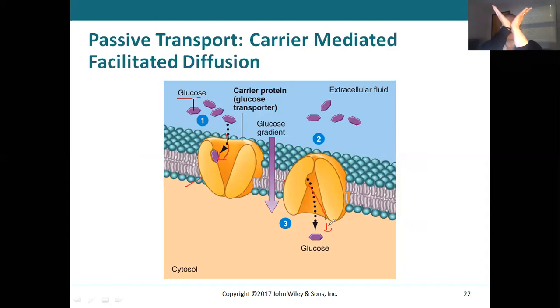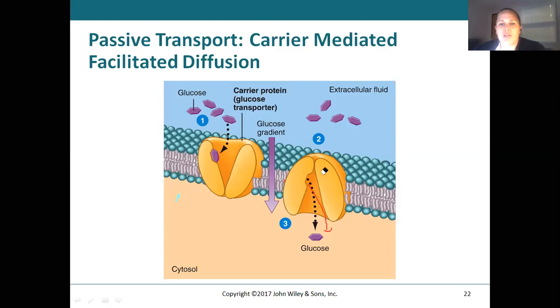So it's open to the outside, and it goes through that shape change, and then it gets open to the inside. So versus a pore, which is just kind of open and closed like this, the carrier-mediated kind of has this open and closed state towards the inside and the outside of the cell. We can see here, similar to what we saw on the last slide, that this is concentration driven. So there's much more glucose outside the cell versus inside the cell. And so that's what's driving, essentially giving the cell the ability to move this from outside to inside.